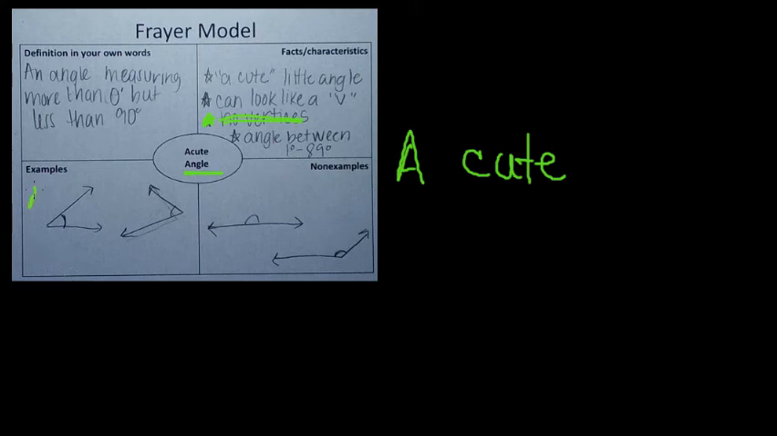Here are some pictures of what it could look like, and here are some non-examples. We have a straight line, and this one is obtuse down here. Now, remember that you can rotate the paper. Most of the time you visualize it like this one right here I'm highlighting. But remember that it could be backwards, it could be rotated, it could be all different directions. But you still have to recognize it's less than 90.